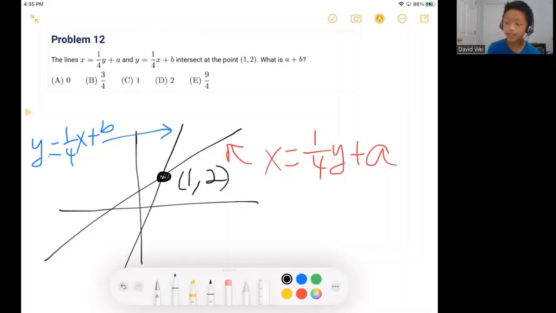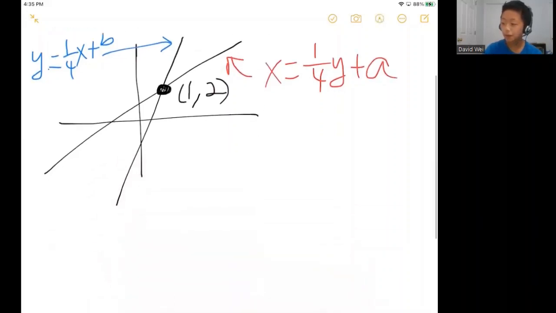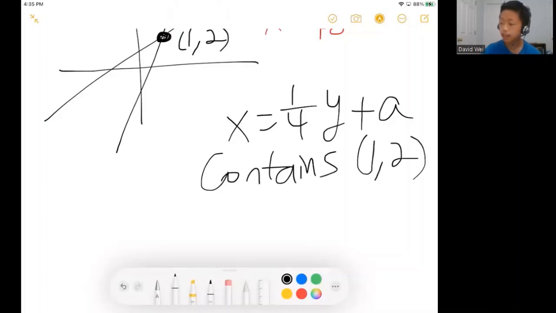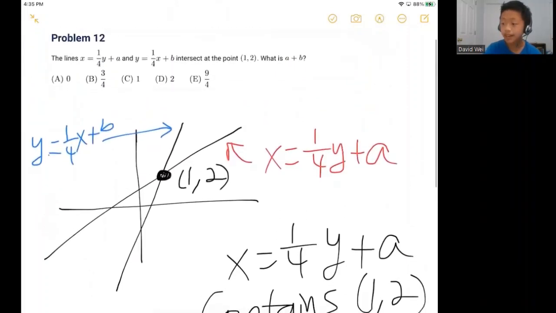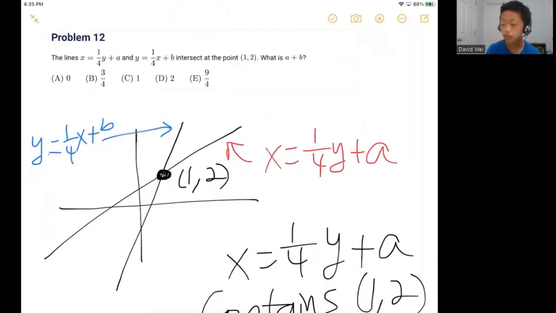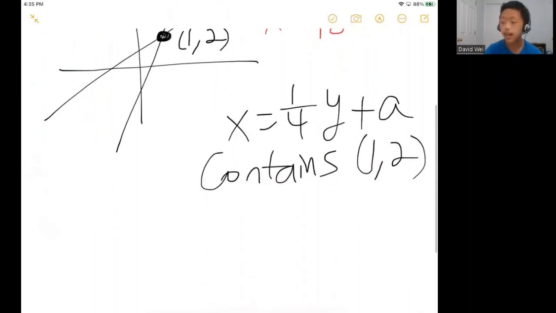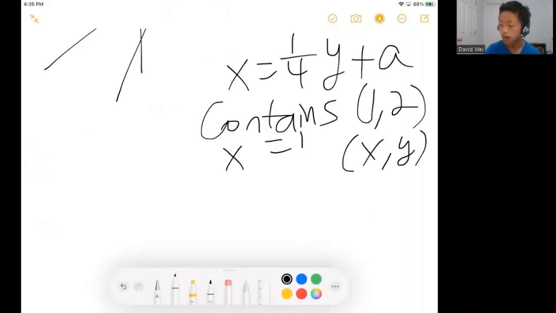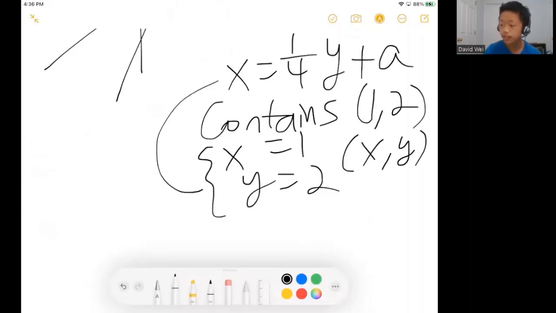So basically, you can just use algebra. We have x equals 1/4 y plus a, and we know this line contains the point (1, 2). Since that line intersects with another line at the point (1, 2), that tells us (1, 2) lies on this line. This (1, 2) is an ordered pair (x, y), so x is 1 and y equals 2. To find a, we can plug these two values into that equation.